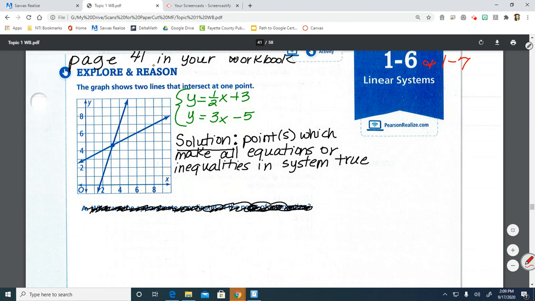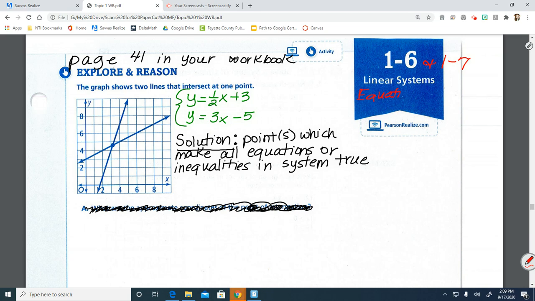So you've probably seen linear systems in the past. In this lesson, we are going to review a little bit of what you've done in the past, but also build onto it and push it a little bit further because this is Algebra 2, it's not Algebra 1 anymore. It's all about linear systems, and specifically linear systems of equations and inequalities.